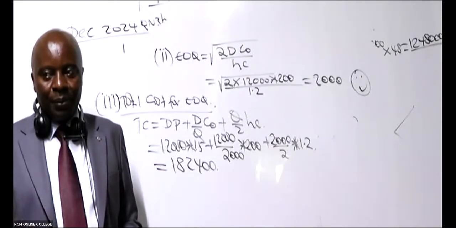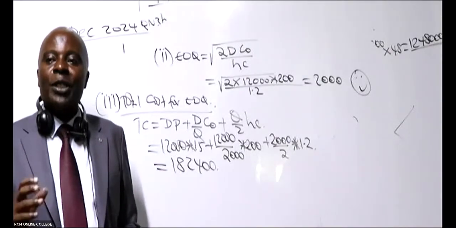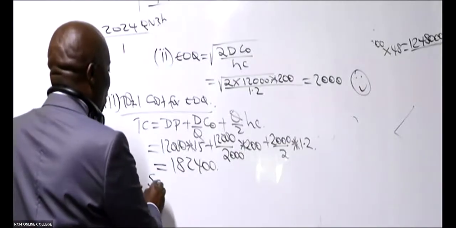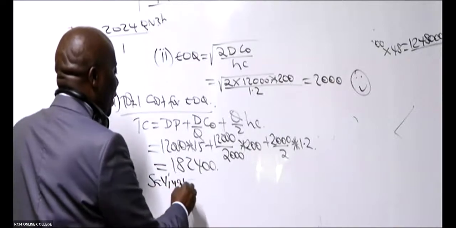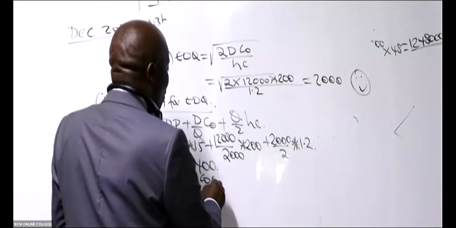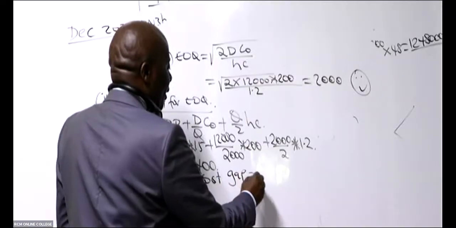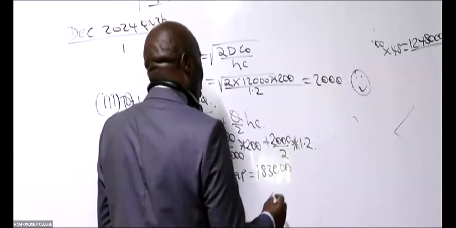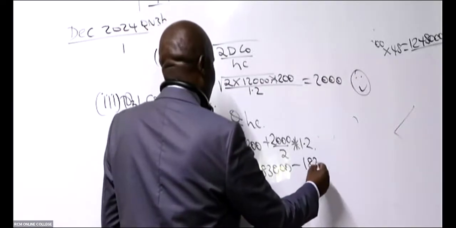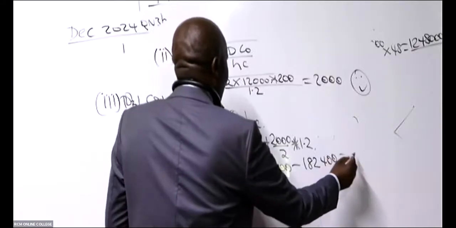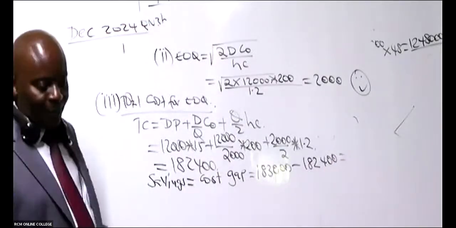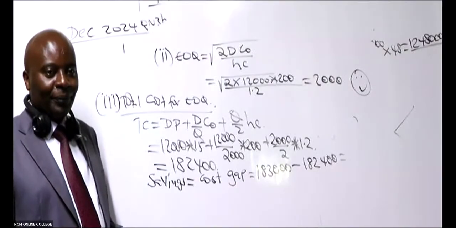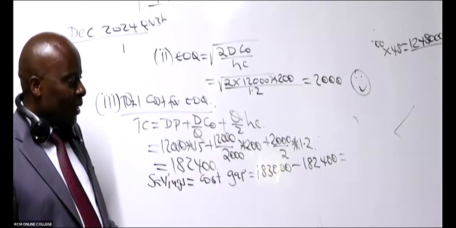And in some cases, they'll ask you for savings. When they ask you for savings, savings in this case is equal to, savings is also known as cost gap, the cost gap. You take the expensive cost minus the lower cost. So I will end up saving how much? 600, right? Is this 600 or something?